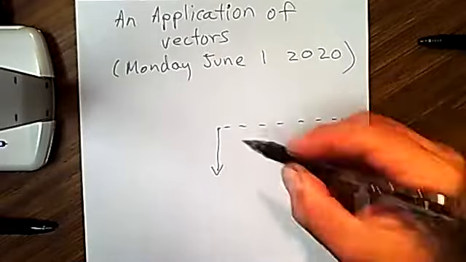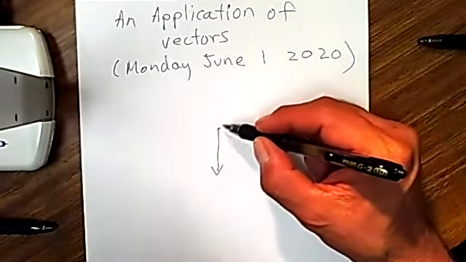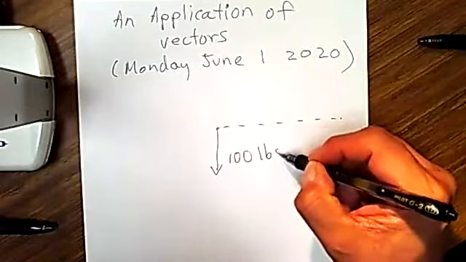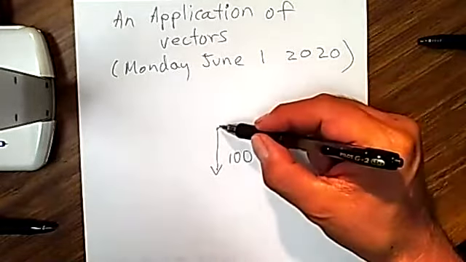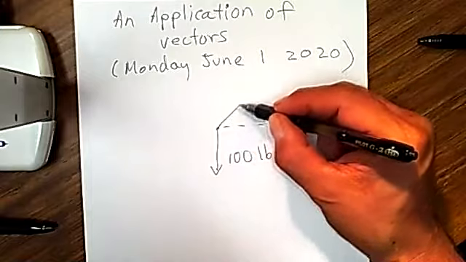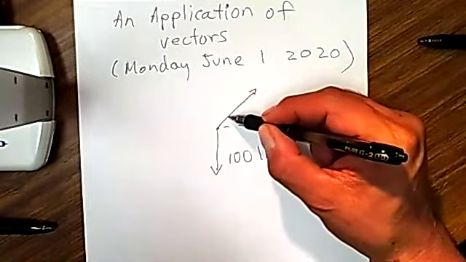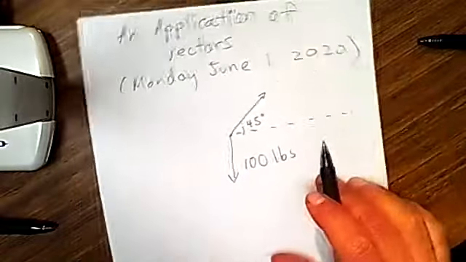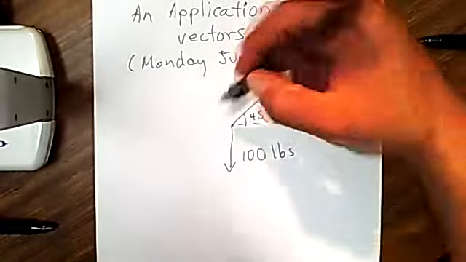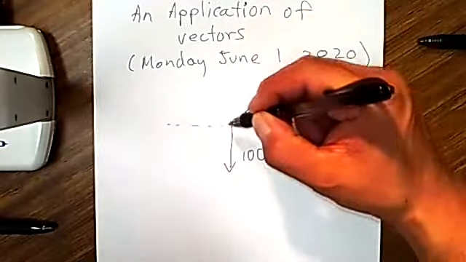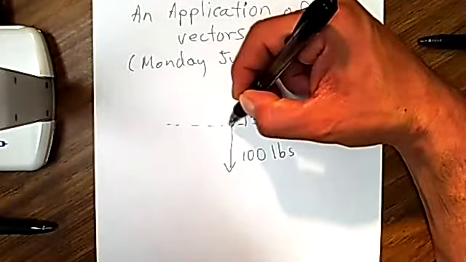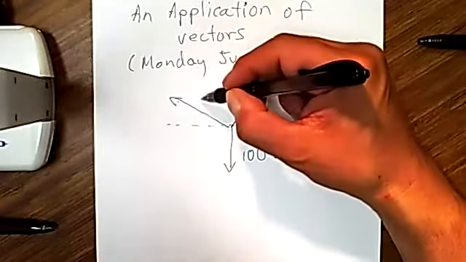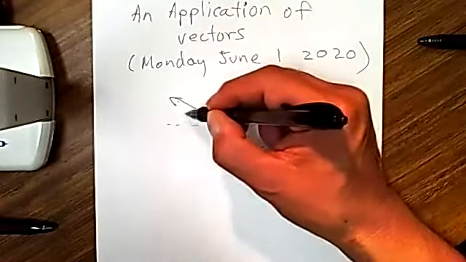And this weight is going to be supported by two cables. One cable, so this is 100 pounds. One cable will be 45 degrees off the horizontal, 45 degrees. And another cable will go 30 degrees off the horizontal the other way. So that's, assume that is 30 degrees.